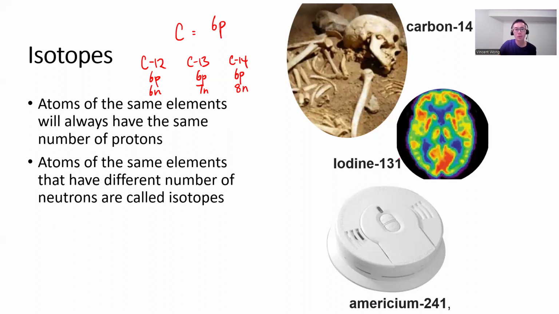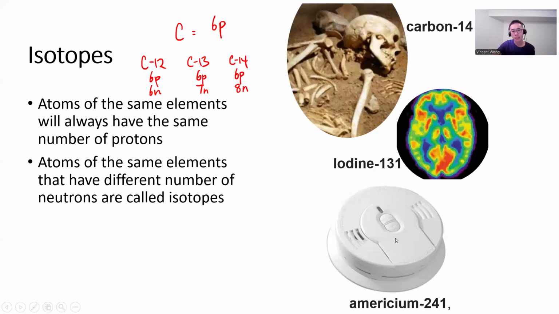Iodine-131 can be used to treat thyroid cancer because the thyroid is the only organ that uses iodine. When you inject radioactive iodine into the body, it will automatically go to the thyroid. And as it breaks down in the thyroid, the radiation will kill the cancerous cells.